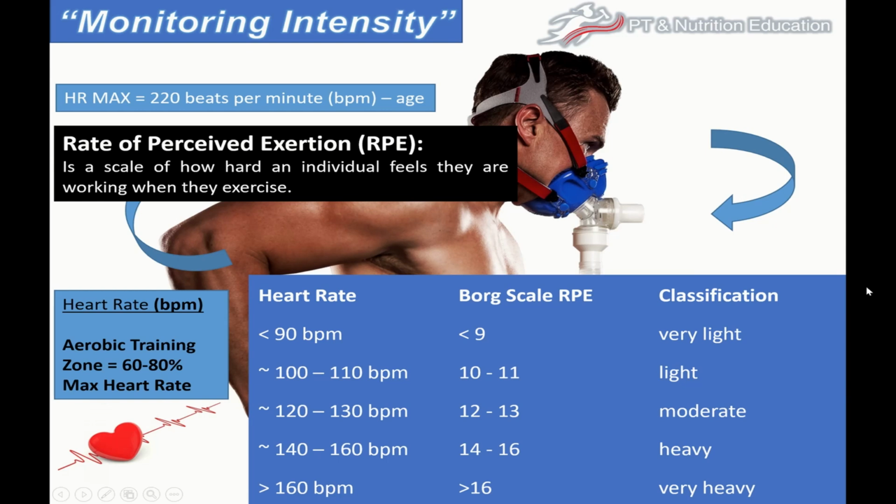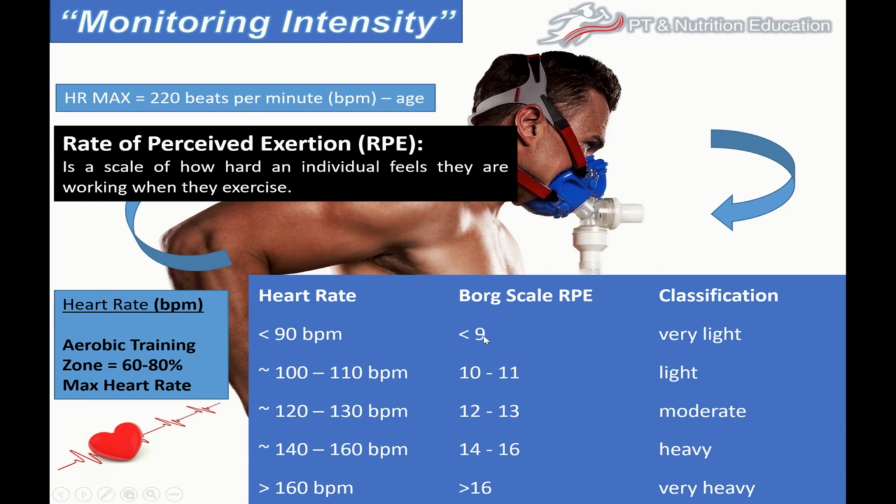So as you can see from the table at the bottom here, heart rate does actually positively correlate with the Borg scale, and there has been plenty of literature talking about the efficacy of the Borg scale and RPE measure if we don't have access to heart rate equipment.